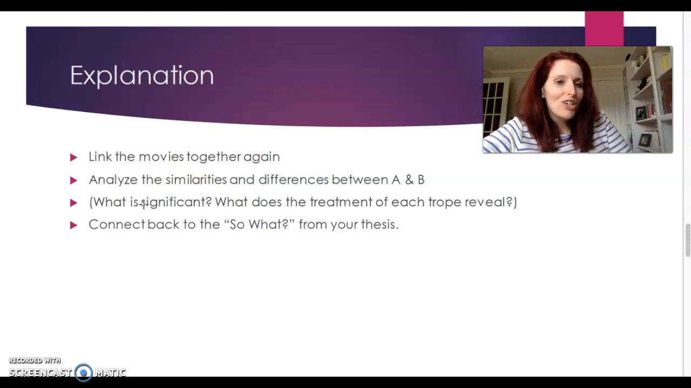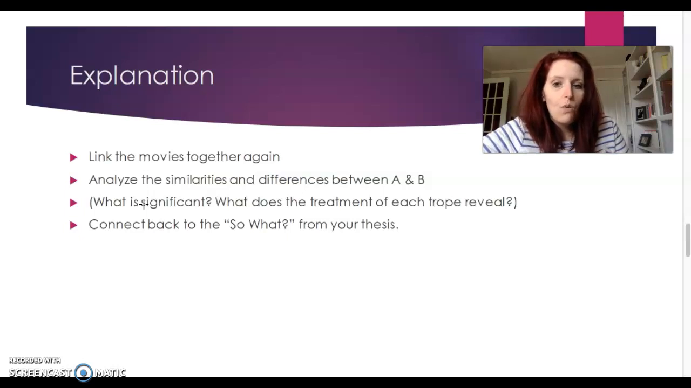After you've given your illustration or your information or your examples from how each film treats the trope, this is the fun part. This is the exciting part. This is the meat and potatoes of your analysis. You need to provide the explanation. This is where you're going to bring the two films together again. It's not enough to talk about them individually. You've got to talk about the similarities and the differences between them.